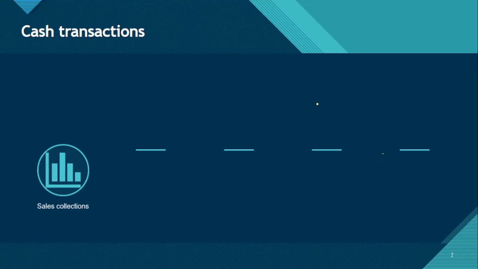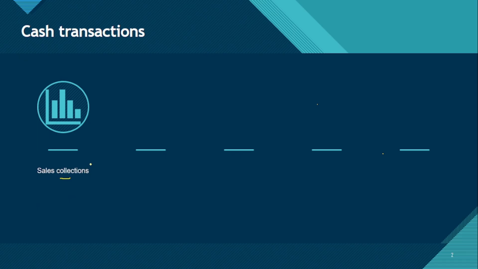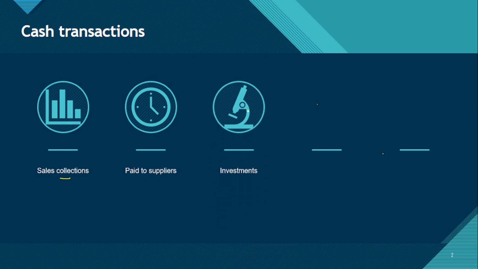The first thing, sales collection. If we made a sale and we collected payment for that sale, it is a cash transaction. It has to be recorded in the cash flow statement. Paid to suppliers. We have paid our suppliers, it's a cash transaction, which means it involved cash.